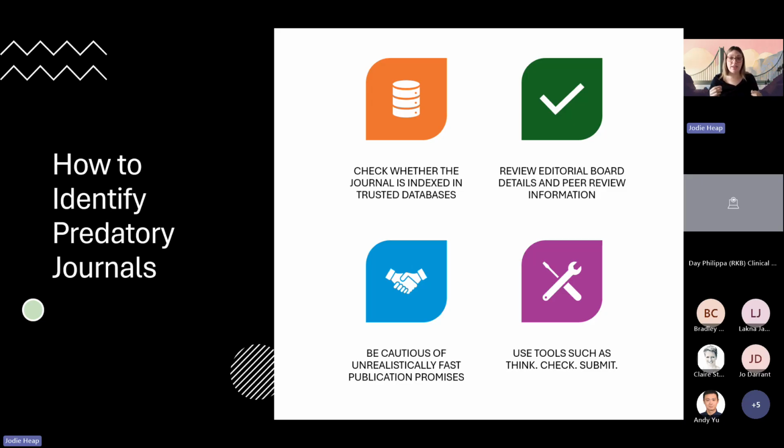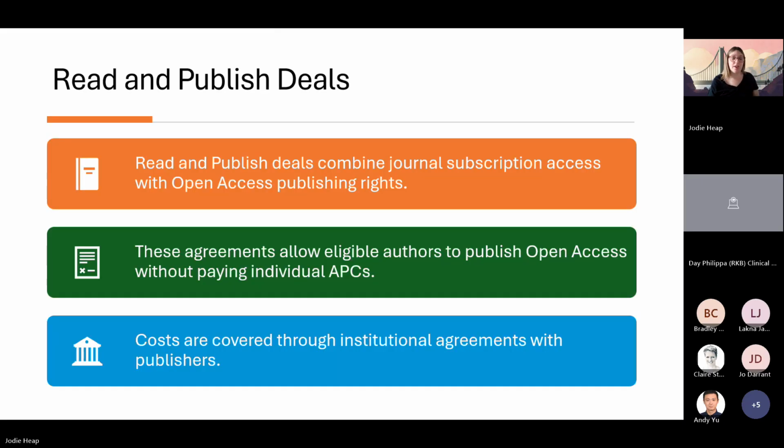And I really like the Think, Check, Submit tool, which is available on the internet. So if you just Google Think, Check, Submit, you can enter the title of the journal that you're interested in, and it will provide you with credible information on the trustworthiness of that publication process. You can also ask me and I'll double check as well for you.